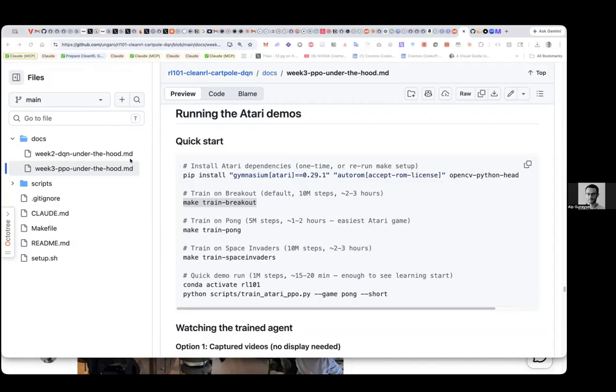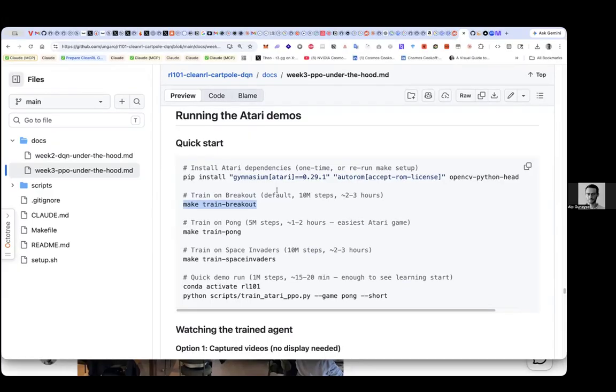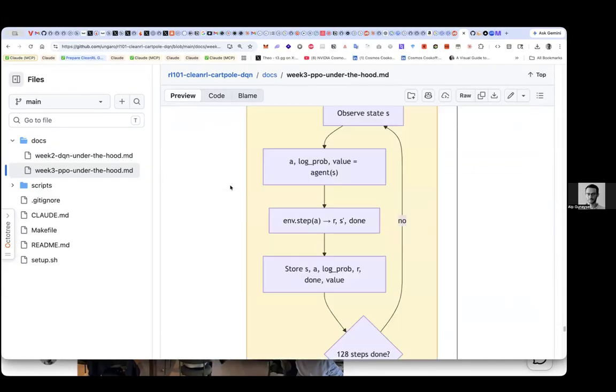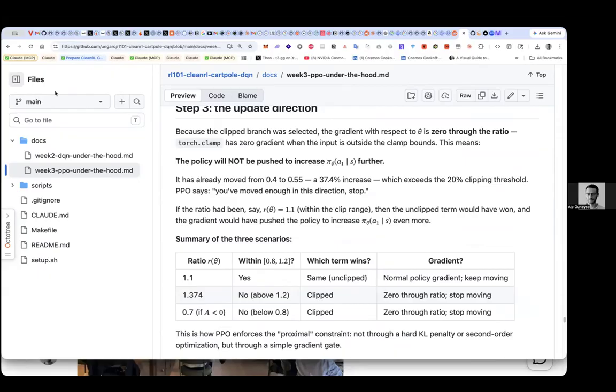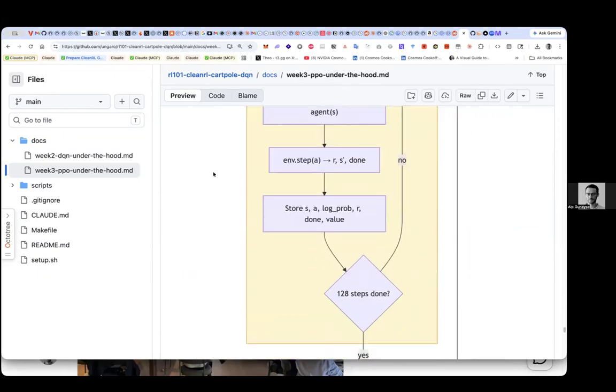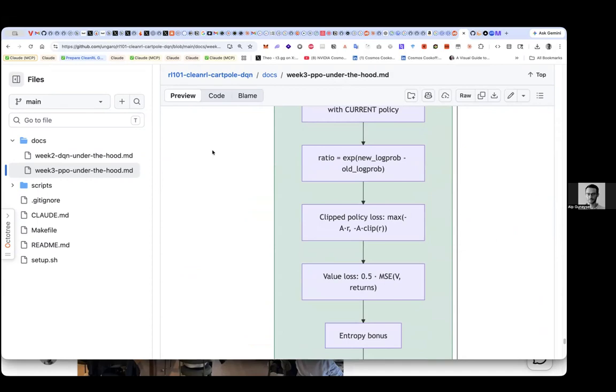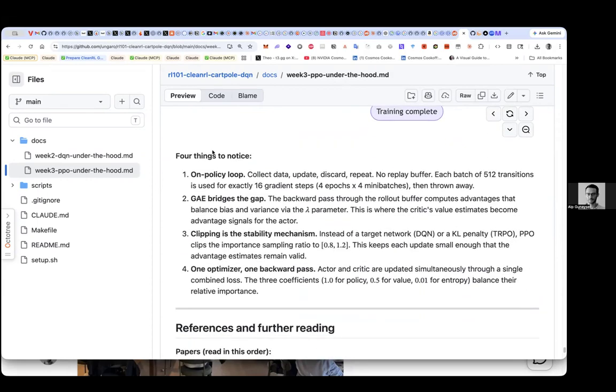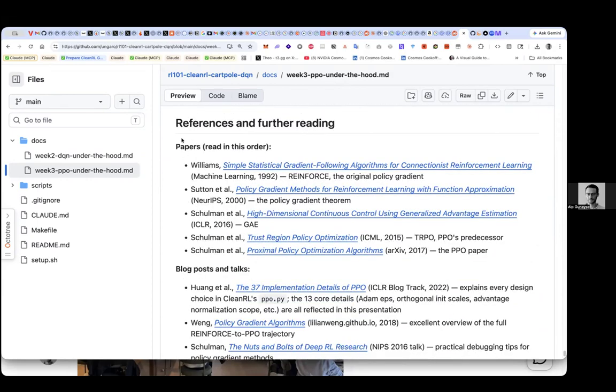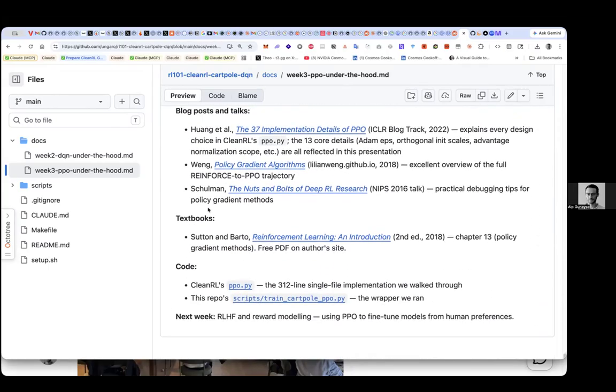On a MacBook Pro, it's still running. For example, I started this before the meeting, and it's still running. So these are my notes here, and there is the whole algorithm in a diagram format. And in the end, I put some important papers, blog posts and code references, etc.